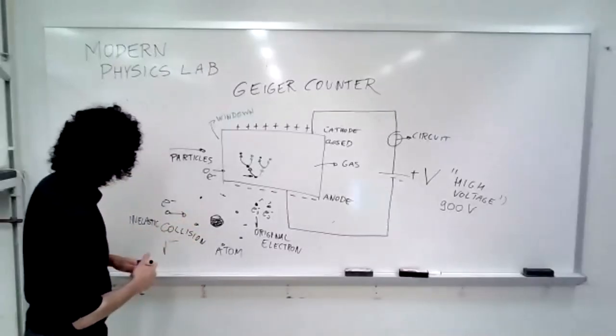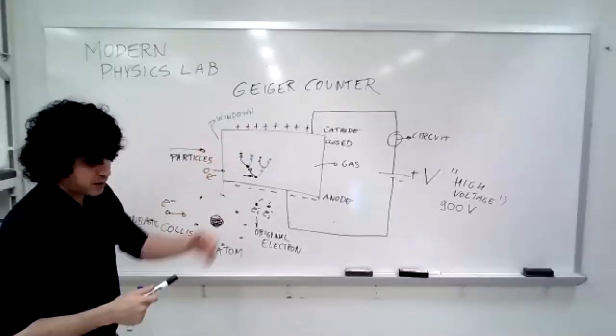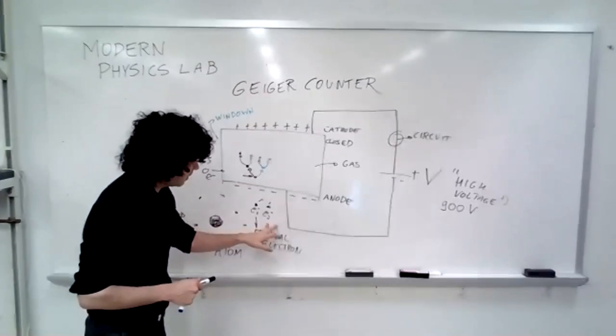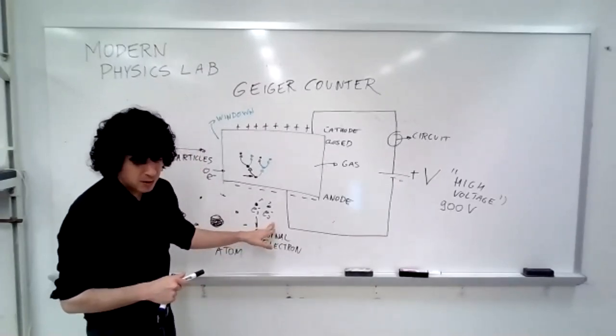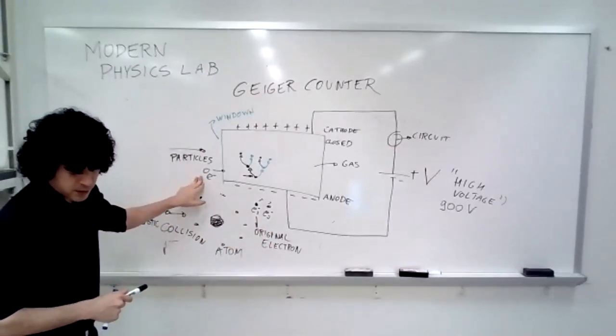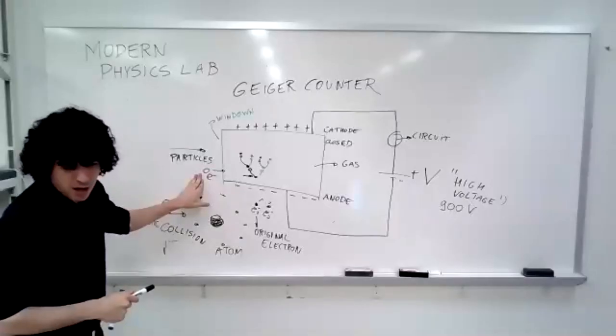No, I'm still confused. So, a beta particle goes through the gas. Yes. And it hits an atom. So, does the original beta particle bounce off the atom? Yeah, it bounces off. So, is another beta particle emitted? It's another electron emitted. It's not a beta particle now. I will not call it a beta particle. I will call it an electron because the beta particle has a high energy. So it's traveling at a very high speed.